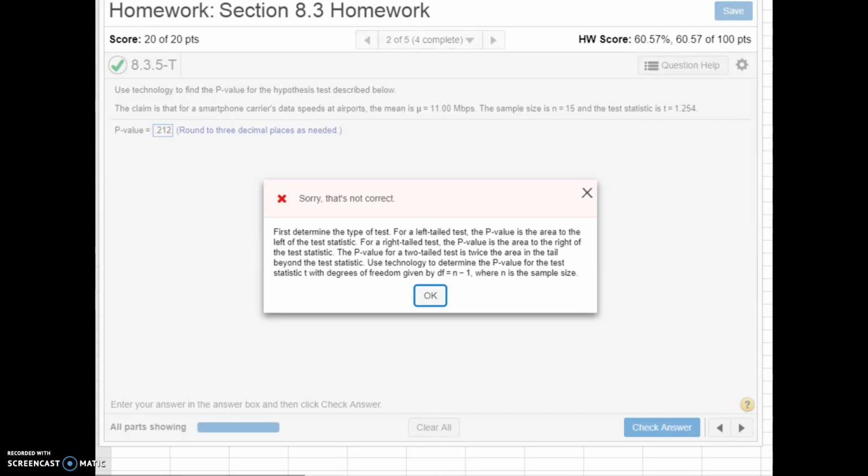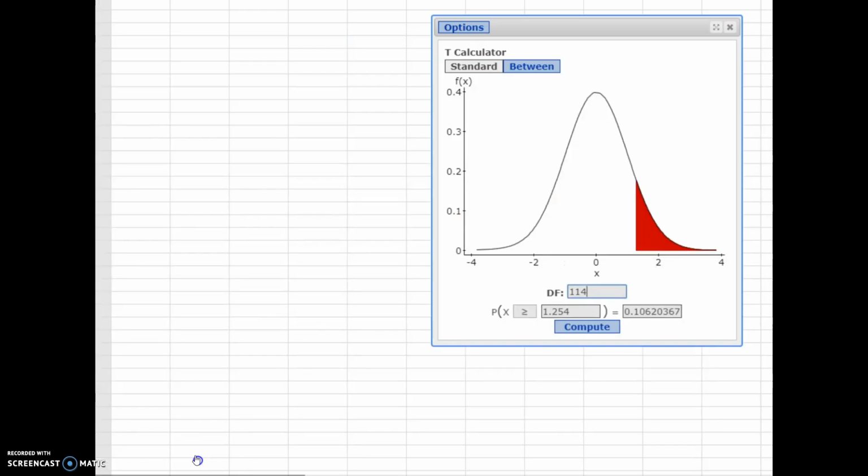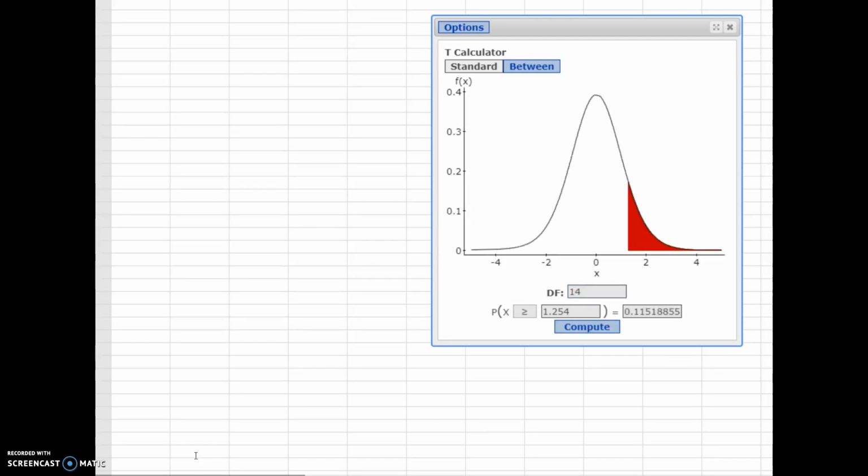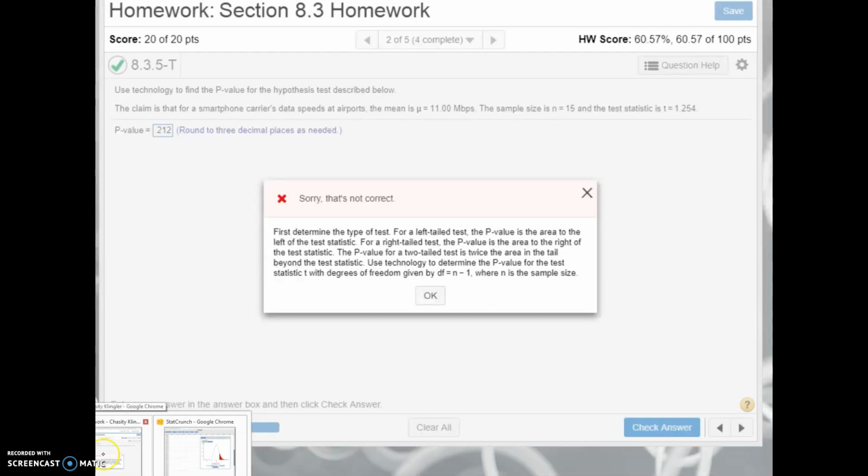Well, I've obviously made a mistake, so let's go back over there and see what I did wrong. Oh, I put 114 instead of just 14. Everything else is the same. So what I need to be doubling is 0.115. So that's going to be 0.230. Let's try that.